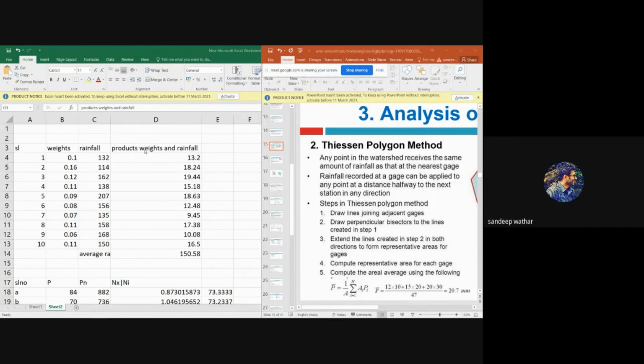So see here, that is what I have written here: products of weights and rainfall. This 0.1 is multiplied by 132, and I have written all the values similar to that. Once you write all the rainfall values, the next thing to do is to take the sum. So I have taken the sum. The sum of all these values is representing the average rainfall for that area. So this is a way to calculate the average rainfall by using the Thiessen polygon method.